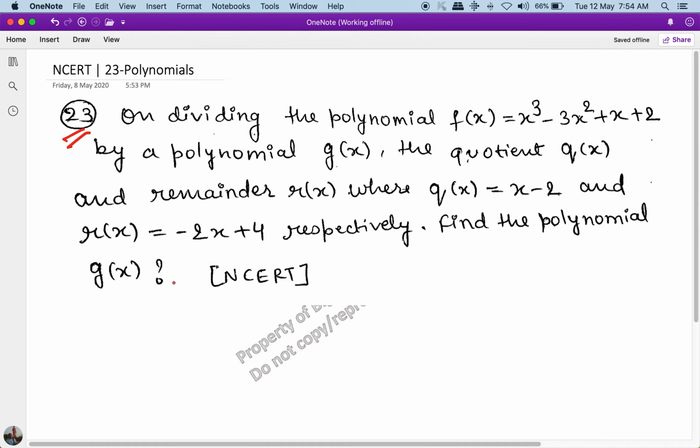Now remember, this is an NCERT question, by the way. Let's start solving this one.